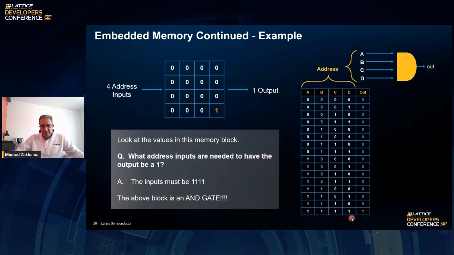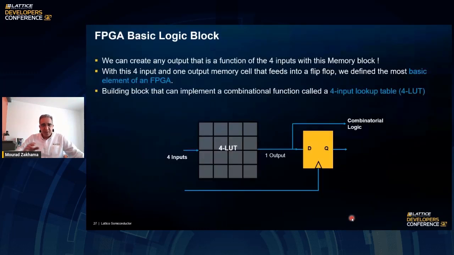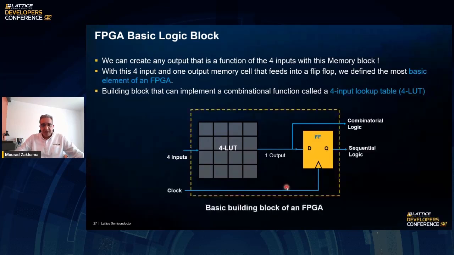So based on memory and programmed memory for certain functions, you can imagine that with these basic building blocks that we have with the 4-input lookup table, we can build any 4-input logic that you may have. And associated with the flip-flop, that will represent the basic building block for an FPGA. So this is the LUT4, or 4-input lookup table.